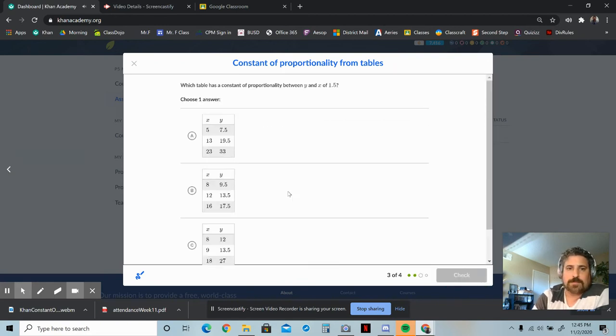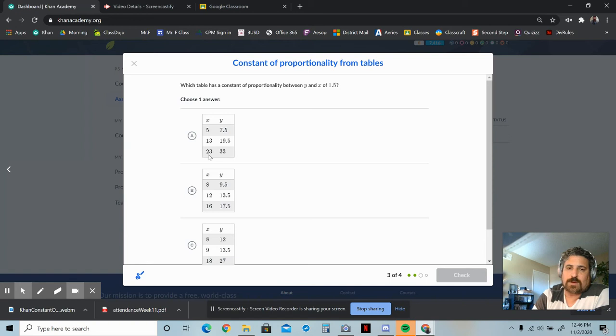Okay. Which table has a constant proportionality between y and x of 1.5? So basically, x times 1.5 equals y, which means that the ratio of y over x is 1.5. So is 5 times 1.5, 7.5? Yes. Is 13 times 1.5, 19.5? Well, 13 times 1 is 13, and half of 13 is 6.5, and 13 plus 6.5 is 19.5. So yes. Is 23 times 1.5, 33?